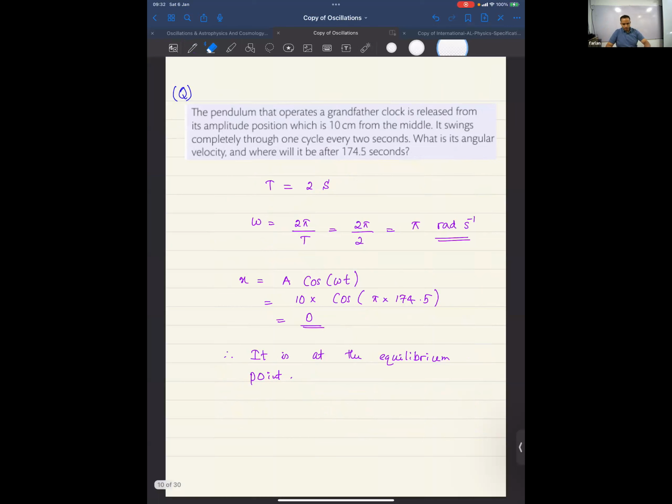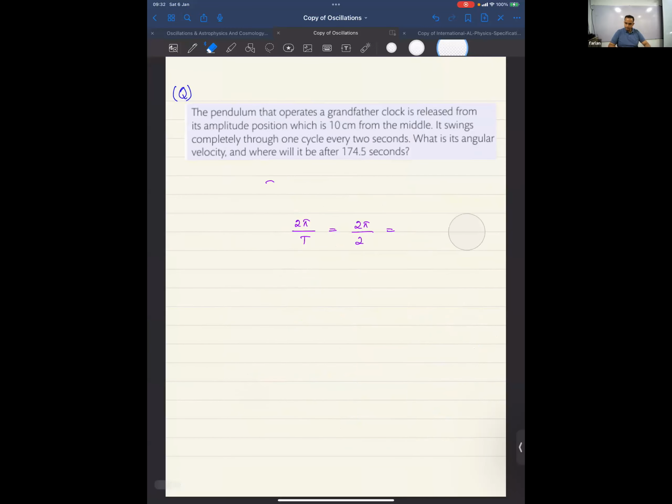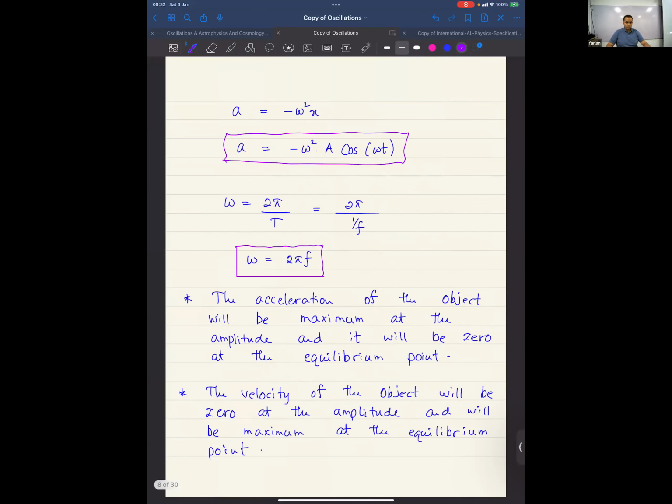Write down a question. A pendulum... sorry, go back to the page where the velocity and acceleration slide is.